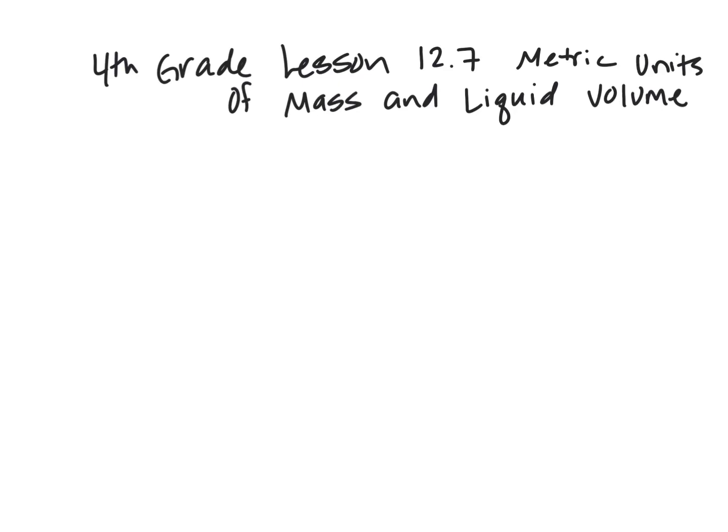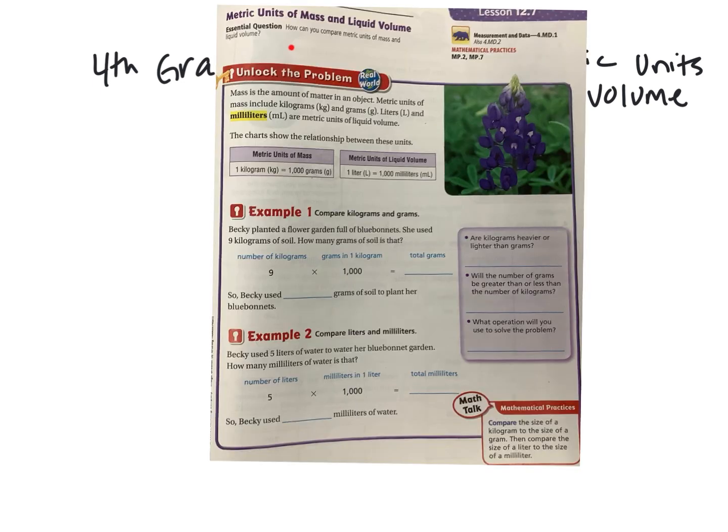Fourth grade lesson 12.7 is metric units of mass and liquid volume. We're still using that metric system, and now we're going to look at the liquid volume and mass. Our essential question is, how can you compare metric units of mass and liquid volume?